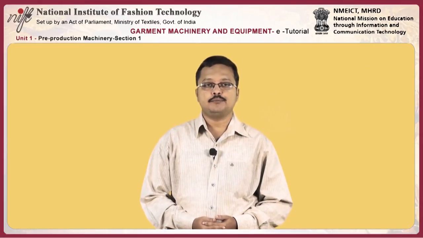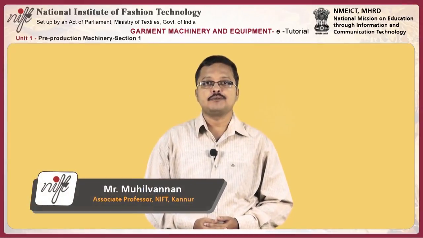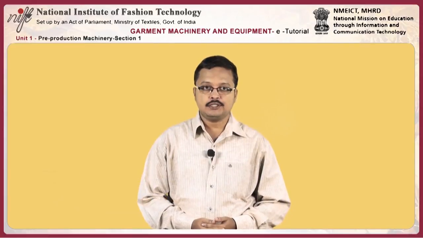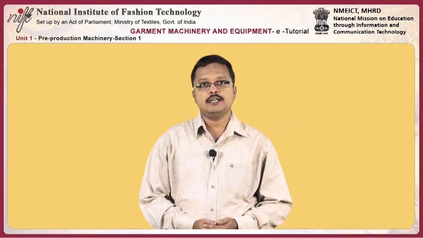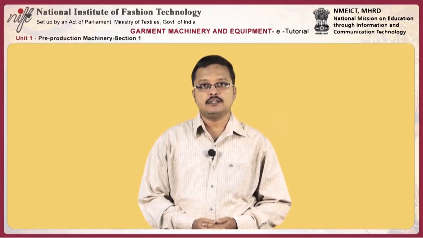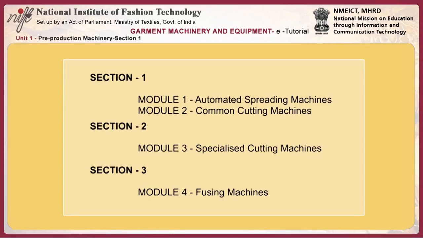Garment machinery and equipment. In this course, you will learn about the use of pre-production machinery in a garment manufacturing unit, the sewing mechanisms and different types of sewing machines, and the use of automation and de-skilling devices involved in garment manufacturing. In the first unit, pre-production machinery, you will understand the use of pre-production machinery in a garment manufacturing unit. This unit comprises 4 modules and a final review section.